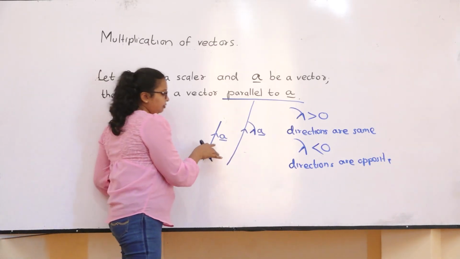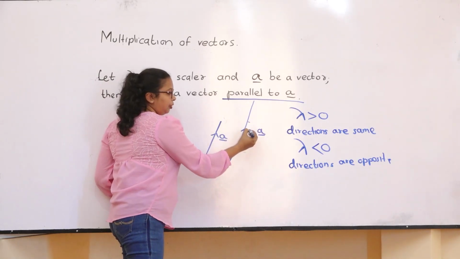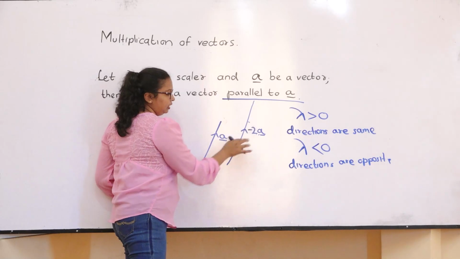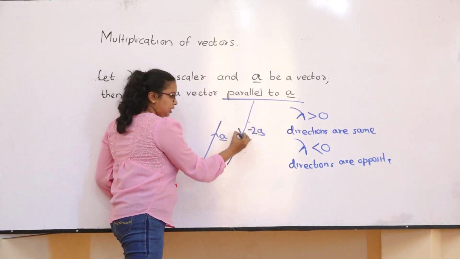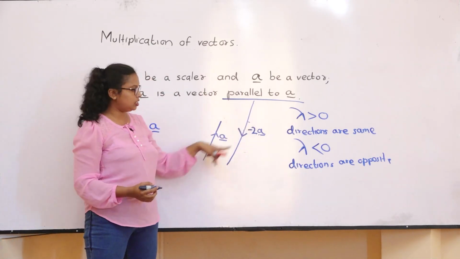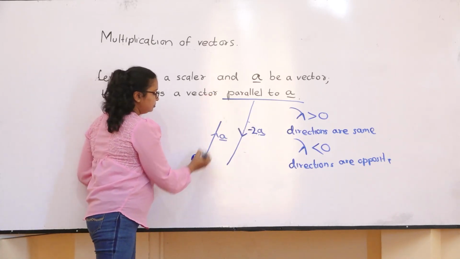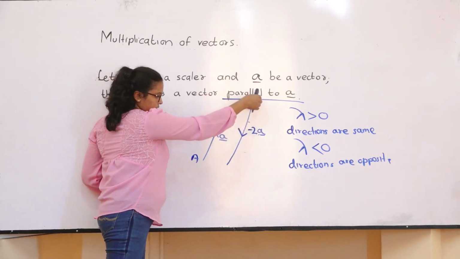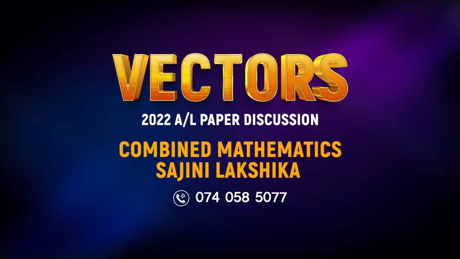For example, now this is vector A. What about vector minus 2A? Yeah, its magnitude should be twice, but the direction is to the opposite direction of vector A, right? Vector A from, let's say, A to B, this is towards the direction B to A, right? The opposite direction.